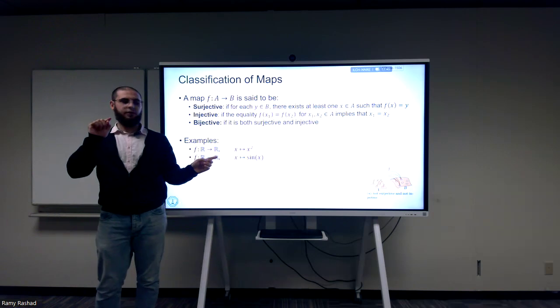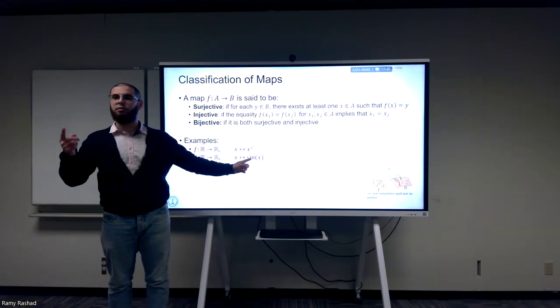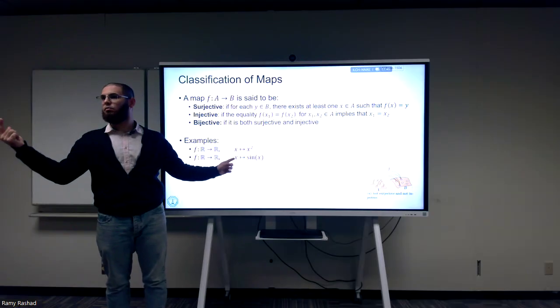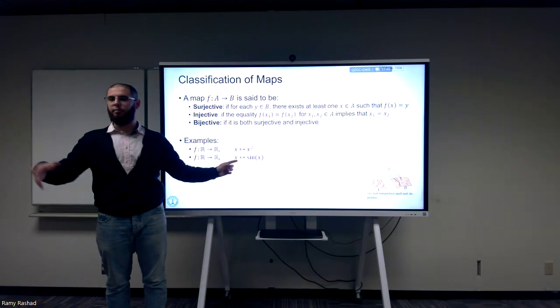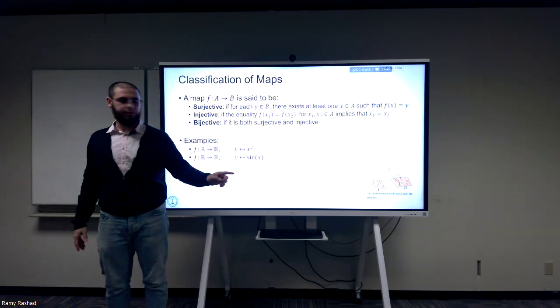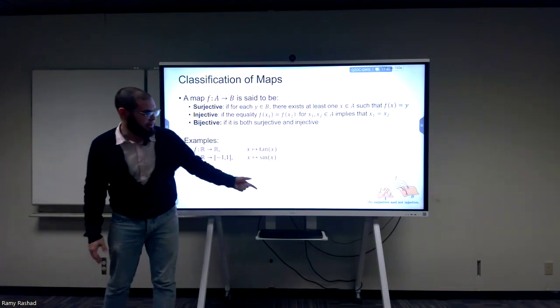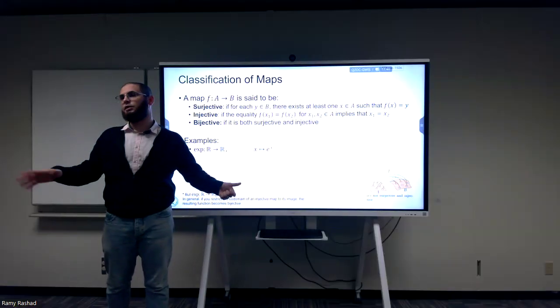If I start with, let's say, the number 1, is there one unique X that gives me 1? No. There is pi, 3 pi, and so on. You know what I mean. So this is an example of something that's surjective and not injective. And this is an example of something that's not surjective and injective.